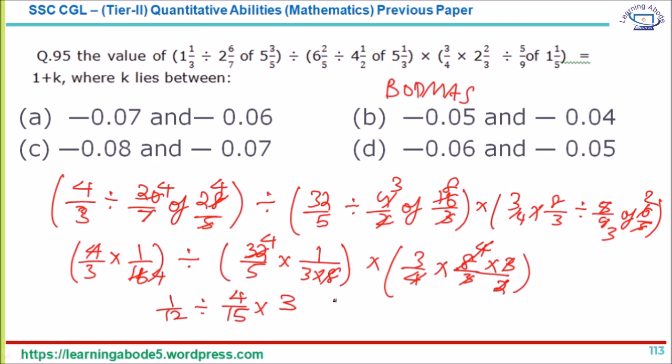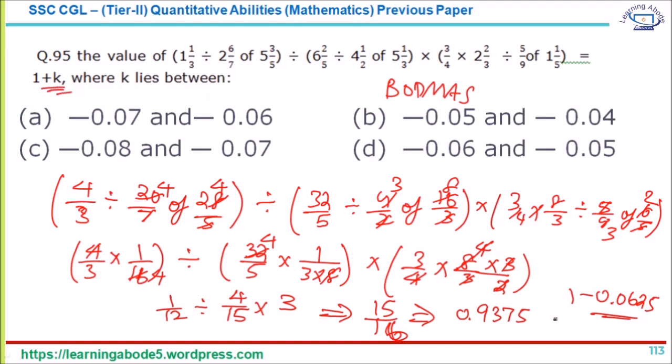Okay, so that finally leads us to 15 by 16. That's 15 by 16, that's 0.9375. You can also write it as 1 minus 0.0625. Okay, so it is in the form 1 plus k, so that plus k is minus 0.0625. So the answer is, it is between this and this, answer option A for question number 95.